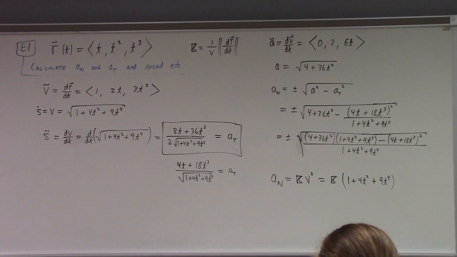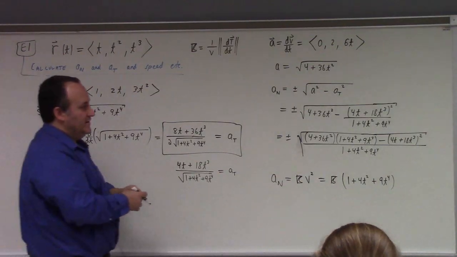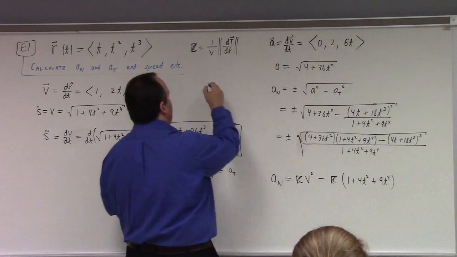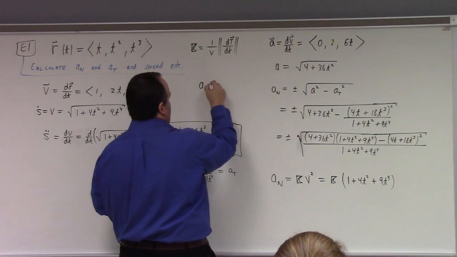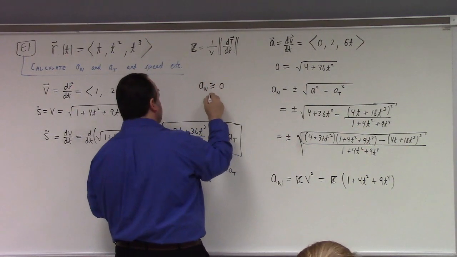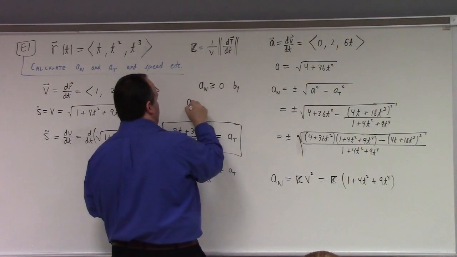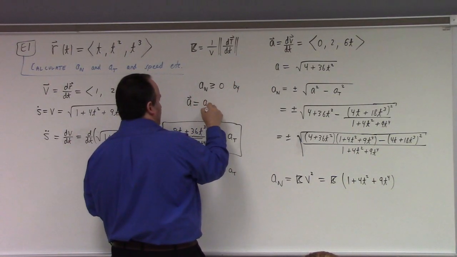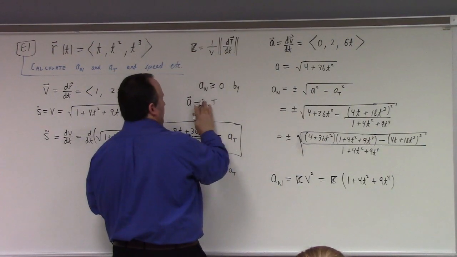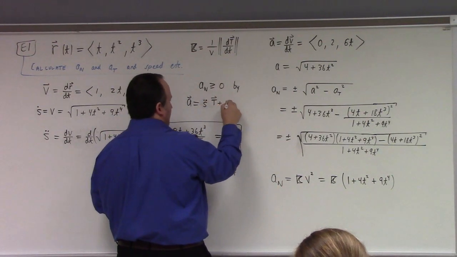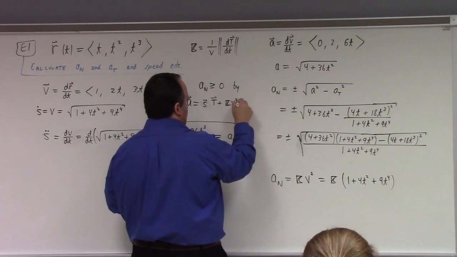And for that reason, I can drop the minus. So a sub n is greater than or equal to 0, and a equals a sub t. Let me go back to the original formula: s double dot t vector plus kappa v squared n.